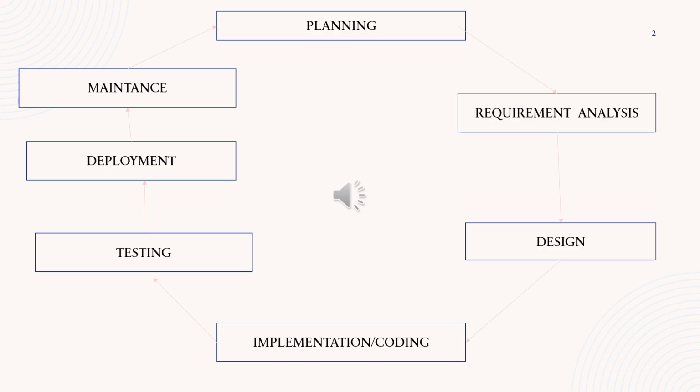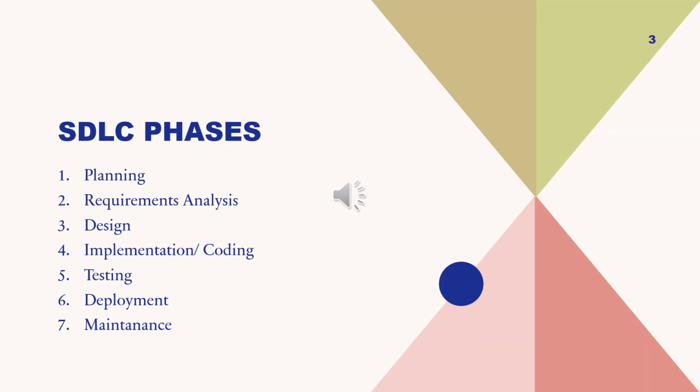Flowchart of SDLC model or waterfall model, that is planning followed by requirement analysis followed by design followed by implementation or coding followed by testing followed by deployment and maintenance. SDLC phases: planning, requirement analysis, design, implementation or coding, testing, deployment and maintenance.